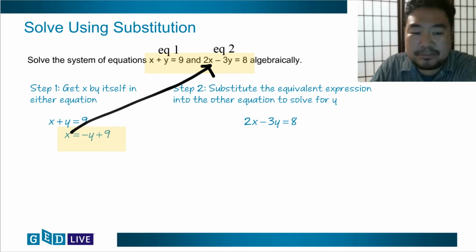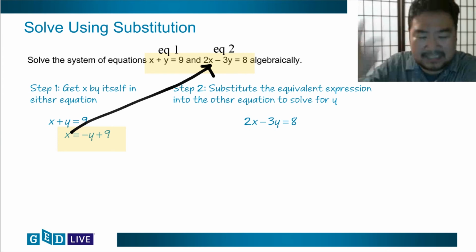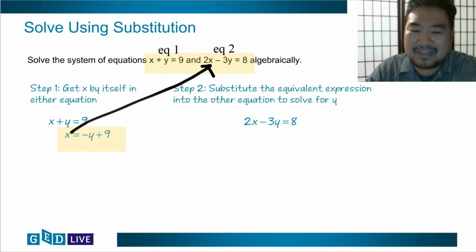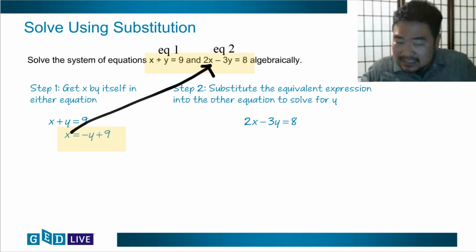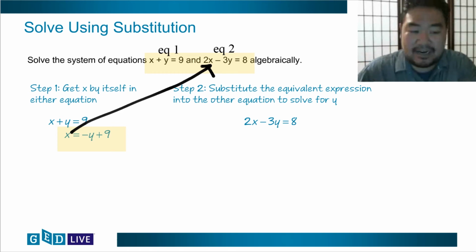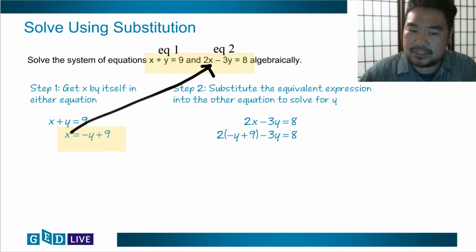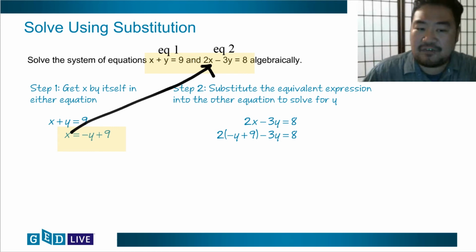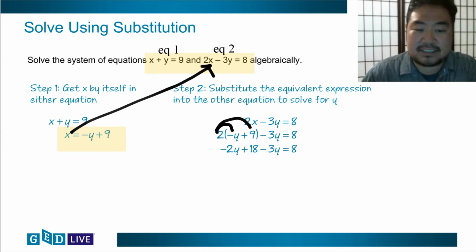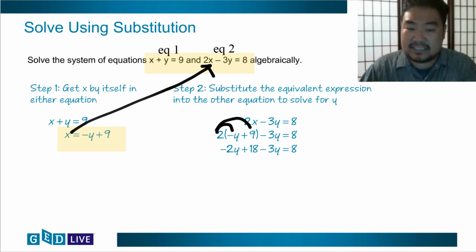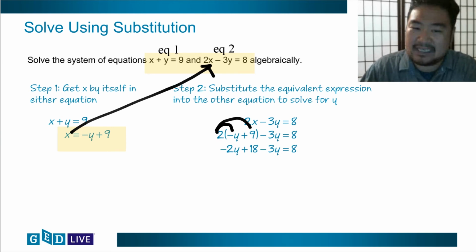The second step is to substitute that into the other equation. Instead of this 2x, we know another way of saying x: x is negative y plus 9. We can substitute that in. From here, we want to remember our distributive property, multiplying the thing on the outside by everything inside the parentheses. That'll give us negative 2y plus 18 minus 3y is equal to 8.